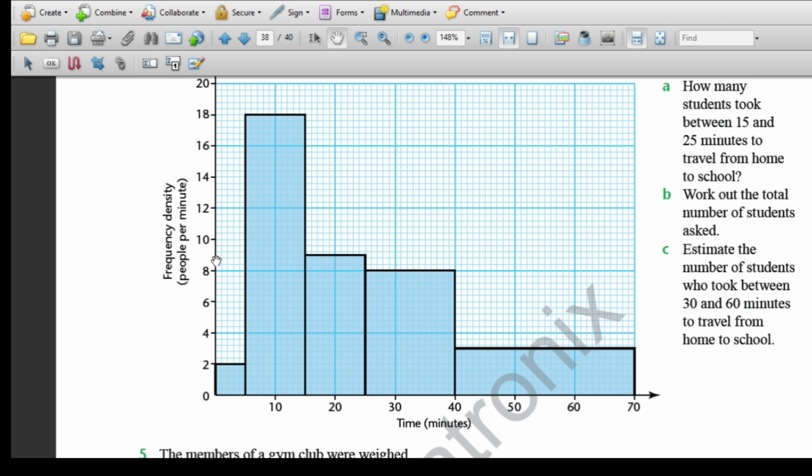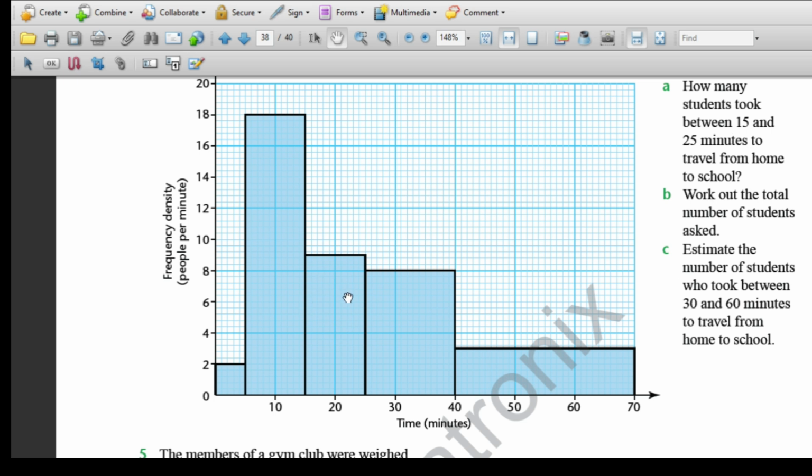This is 8, and the mid value between 8 and 10 is 9, so this is 9. 9 multiplied by the class width, 15 to 25 is 10. 10 multiplied by 9 is 90. So 90 students took 15 minutes to 25 minutes to travel home from school.